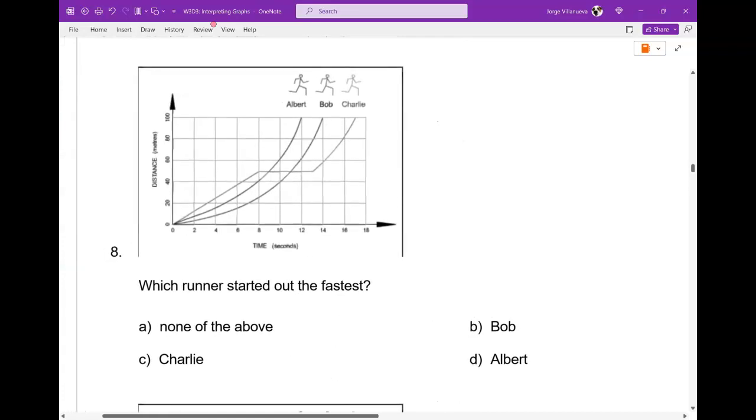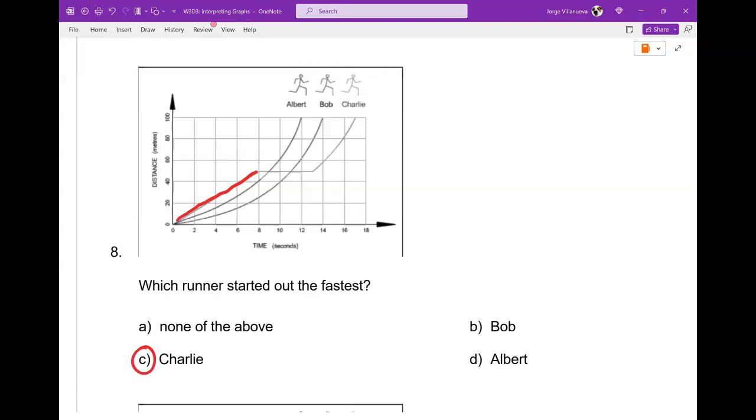Which runner started out fastest? Charlie. Charlie did, right? Because you can see in the very beginning of the graph, Charlie's, which is this one, is above all the other 2, right? So you can see that Charlie's graph right here took off a lot quicker than the other ones. All right? So which one started out faster? Well, it was Charlie, right?